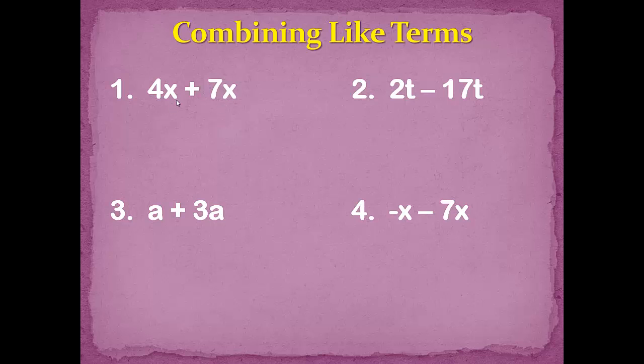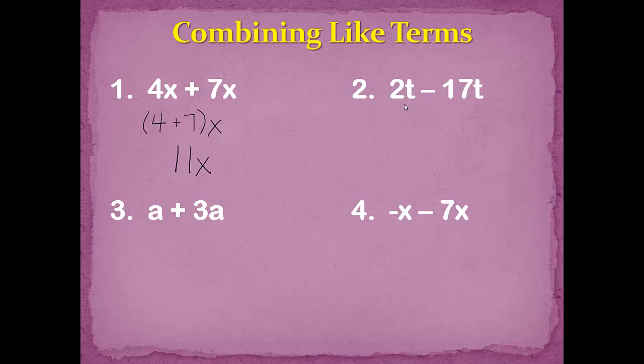These are like terms because they both have the same variable x. So we are going to add the coefficients, which is the number in front, first. So we're going to have 4 plus 7, and the answer we get to that would be multiplied by x. So 4 plus 7 is 11, and we multiply that by x, so we get 11x. Remember, if there's no sign in between our number and our variable, it means multiplication.